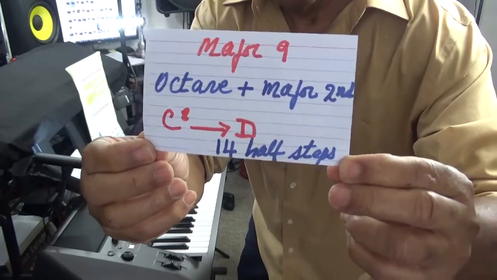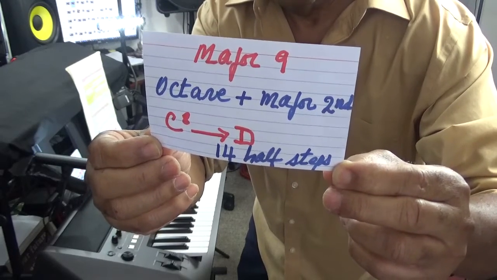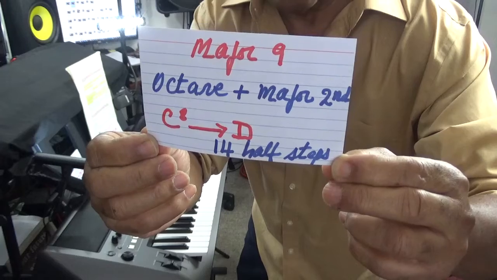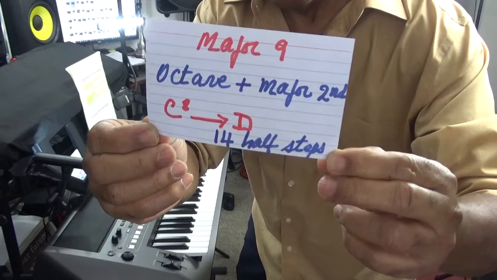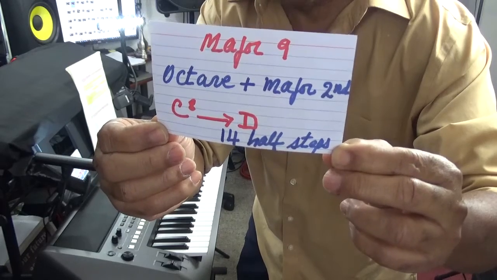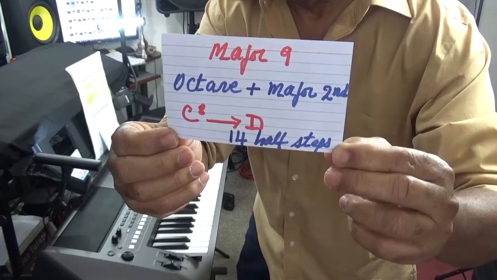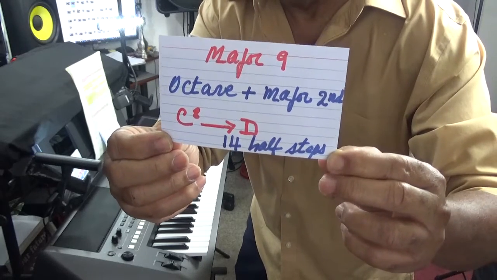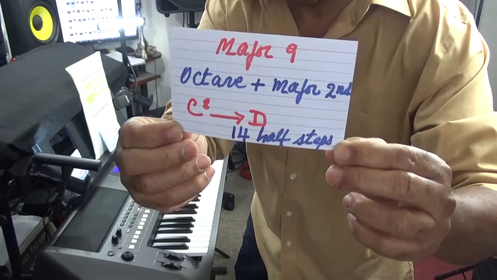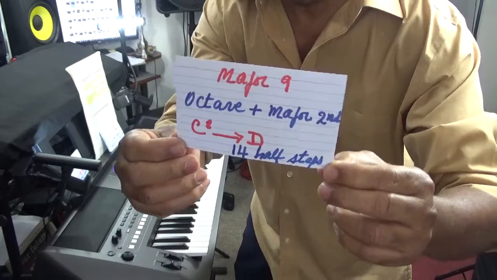C octave plus a major second, which is 2 half steps. Now you have 14 half steps for a major 9. That will be C major 9. Okay.